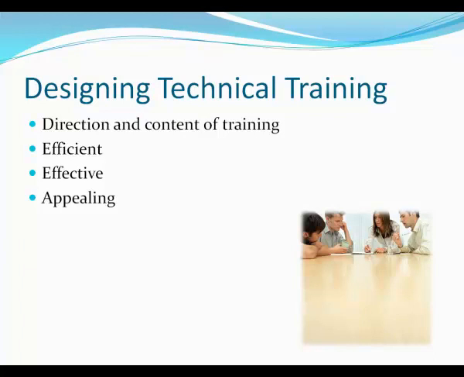And when you think about designing, there are 3 adjectives you need to keep in mind. That you want the training to be efficient, you want it to be effective, and you want it to be appealing. So efficient, that we do it in an amount of time that is just the right amount.